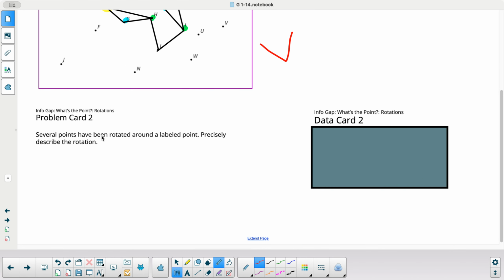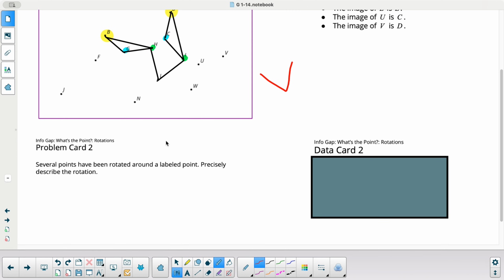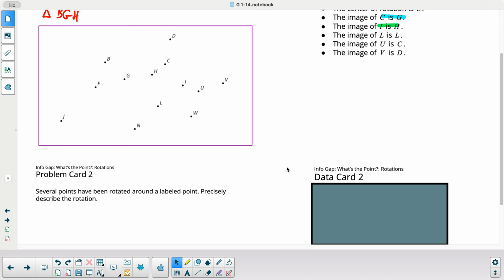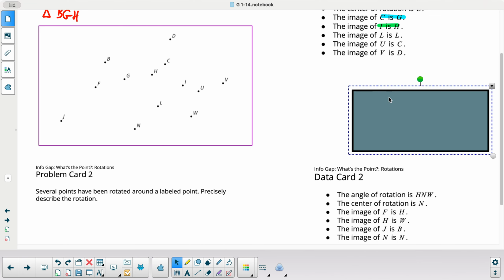Next one. Several points have been rotated around a label point. Precisely describe the rotation. Okay, let me erase all of this. All right, so I would start asking questions. Do I have the point that you're rotating around? Which points are being rotated? Do I know the image? Do I know the pre-image of certain points? All those kinds of things are good questions to ask.